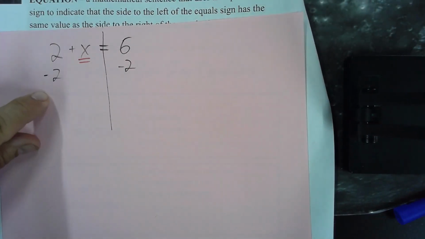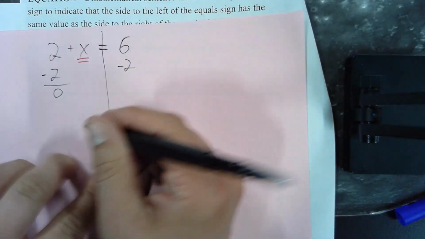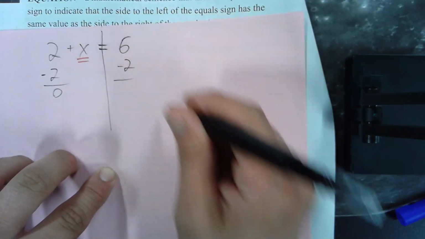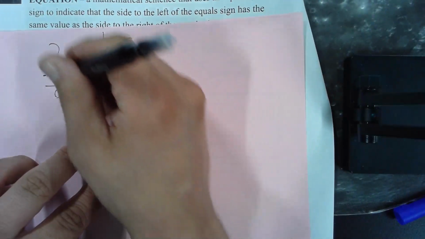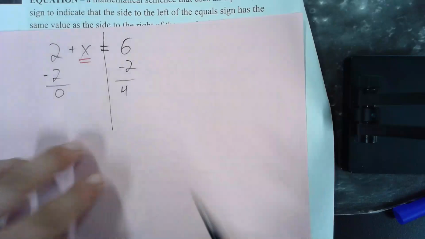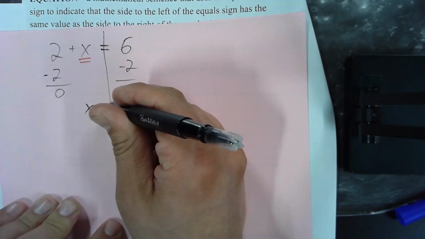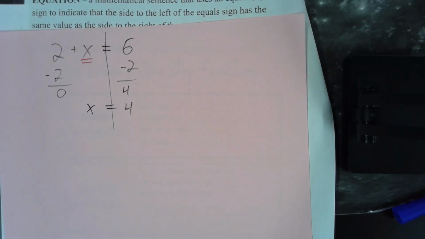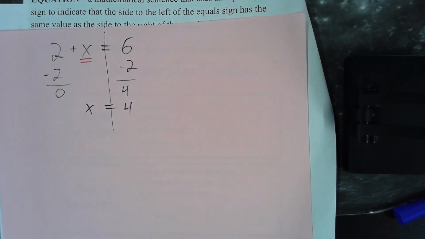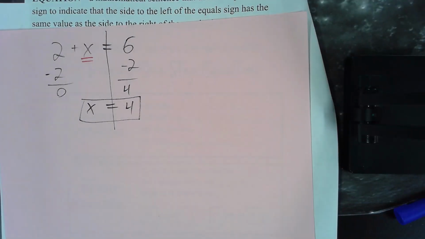So 2 minus 2 is what? 0. Yeah, so that all gets canceled out. 6 minus 2 is what? 4. Yeah, 6 minus 2 is 4. So when I bring that down, now it's 0 plus x. Well, 0 plus x, that's just x. And then I have 4 on the right side. So x equals 4. And that's that first problem solved. Does that make sense?